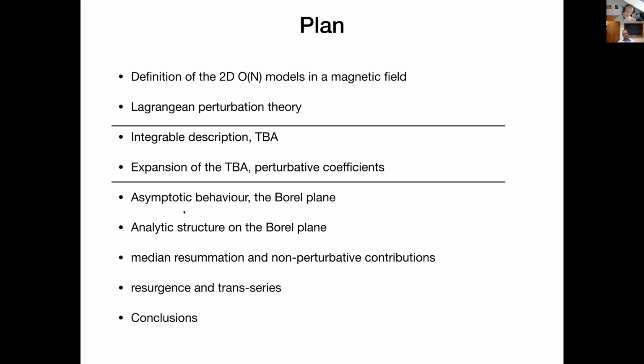This is the second part of the talk, and I will introduce the Borel plane, and I analyze the Borel function, the analytic structure of the Borel function. Then I will use this analytic information to build up the physical observable purely from these perturbative coefficients. I use median resummation, and I will show you how you can get this non-perturbative piece.